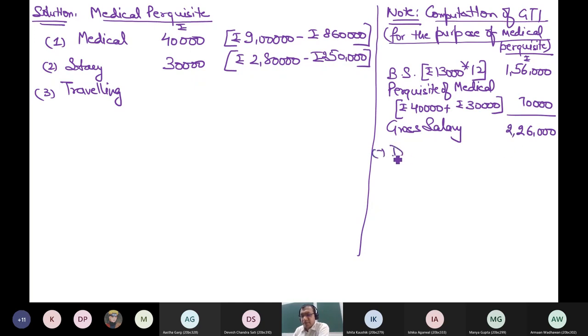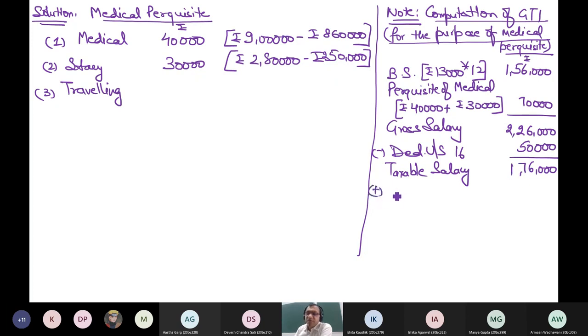There is no other income of salary, so it is my gross salary, and that is 226, less deduction under section 16, 50,000. This is my taxable salary. I'm computing gross total income: 176. There is no house property income given. There is no PGBP given. There is no capital gain, but there is income from other sources, 24,100.